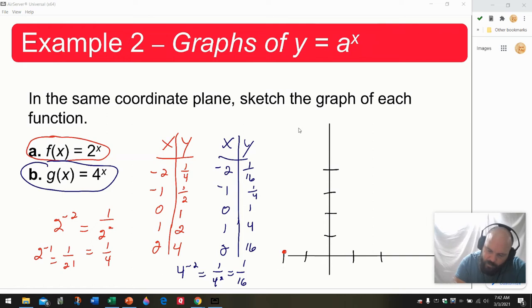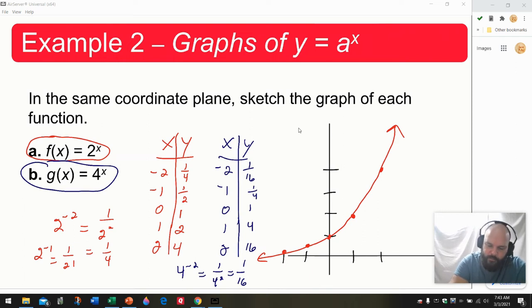And then we have -1, 1/2, which would be probably about there. Then 0, 1, 1, 2, and then 2, 4. So what you see is a nice graphed function. That right there is f of x equals 2 to the x.